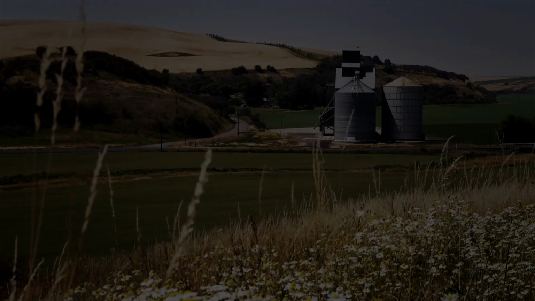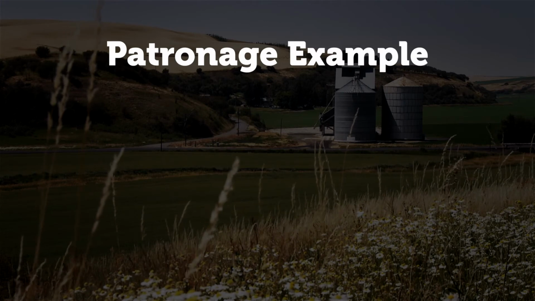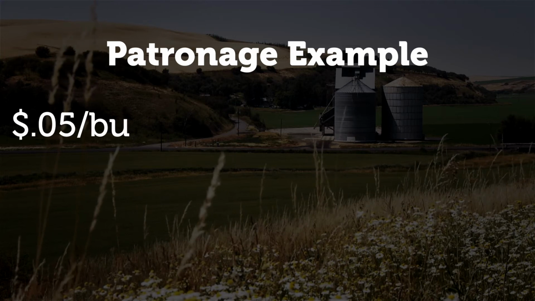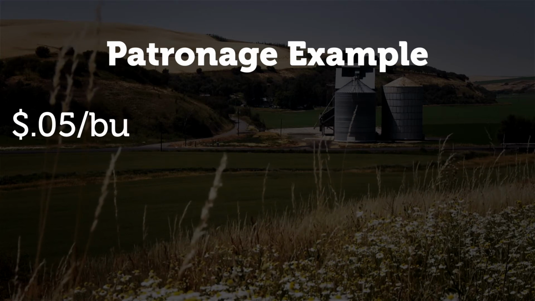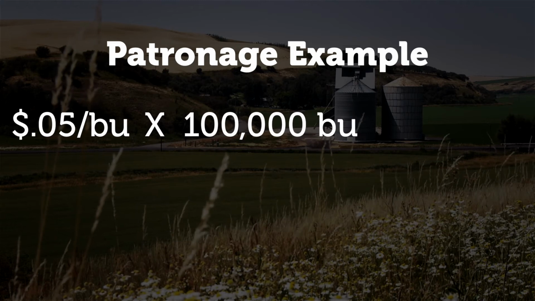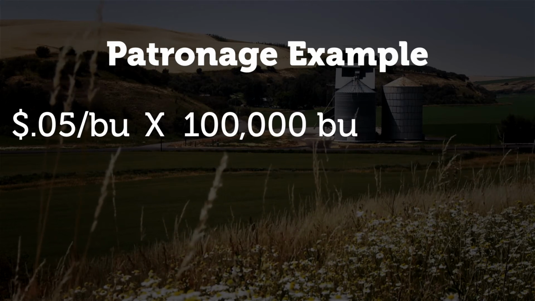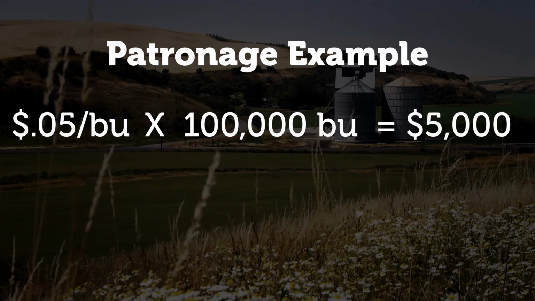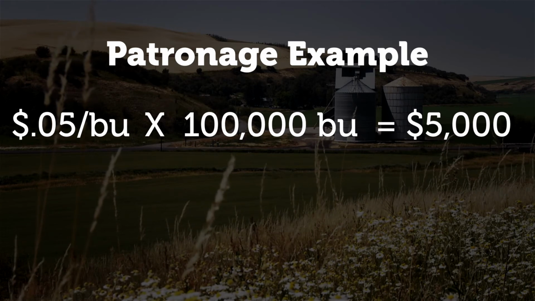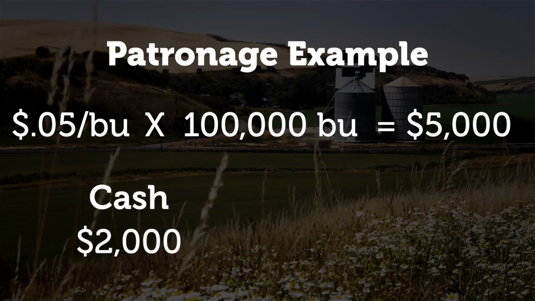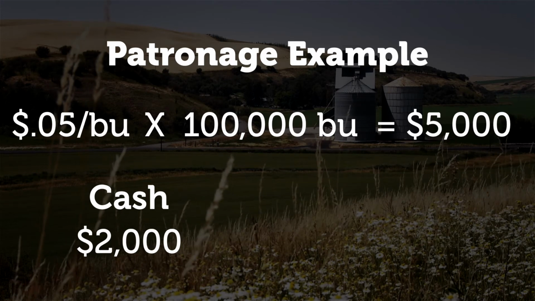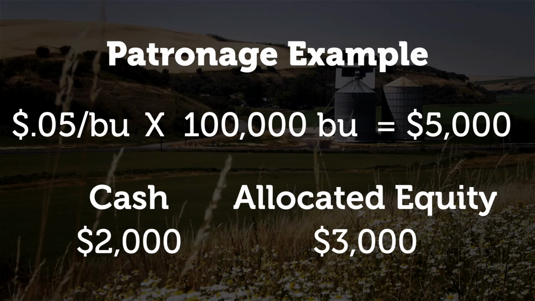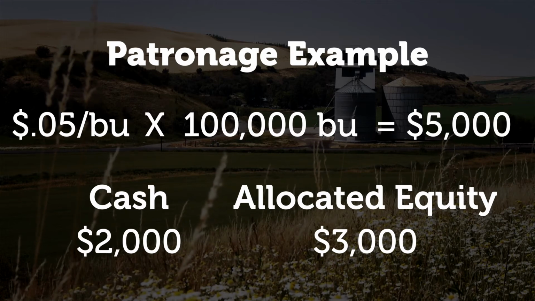Let's go through a straightforward example. Assume at year end a cooperative's grain department was profitable. The board of directors declares that 5 cents per bushel of patronage will be distributed to members. If a member sold 100,000 bushels of grain to the cooperative, then they would receive $5,000 of total patronage. Of that $5,000, let's assume the board of directors decides that the member will receive $2,000 in cash at the annual meeting, and the cooperative retains $3,000 of allocated equity that the member will receive in the future.